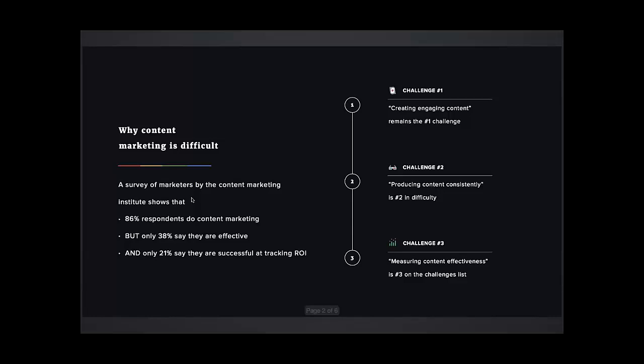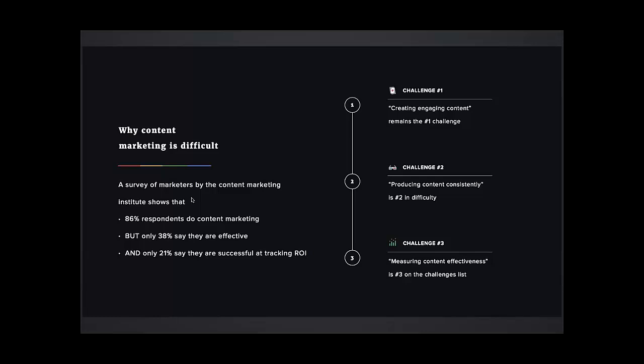In a recent survey by CMI, the same Content Marketing Institute, in which more than 5,000 marketers responded, 86% said that they do content marketing. This is a validation that content marketing is being practiced in a very widespread manner. Most of us, especially in the B2B domain, are trying to do it. But only 38% say they think they are effective at content marketing, and only 21% say they are successful at tracking the ROI of the content marketing they are doing.